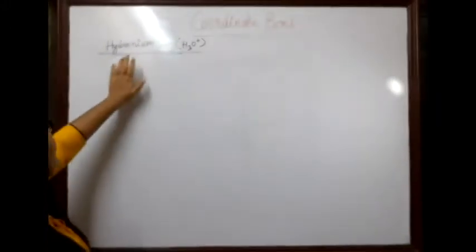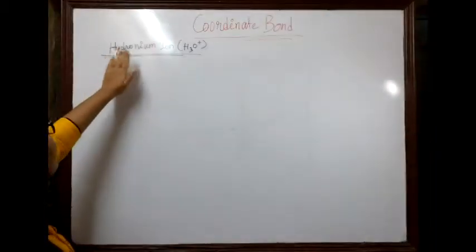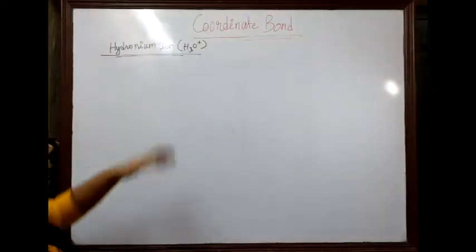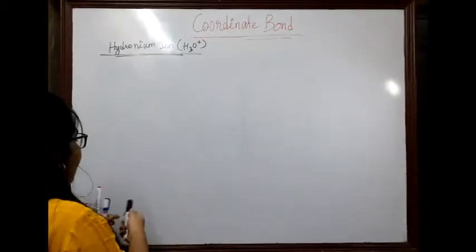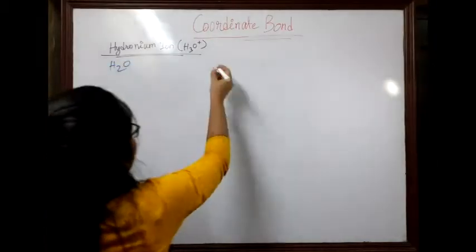Next, come to the hydronium ion, H3O plus. The formation of the hydronium ion is similar to the ammonium ion. To look over the formation of the hydronium ion, we should focus at first on the formation of the water molecule. That is H2O, the water molecule.